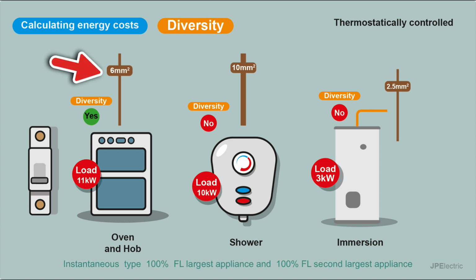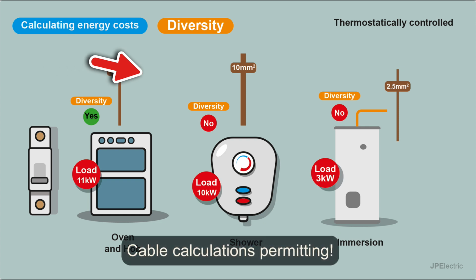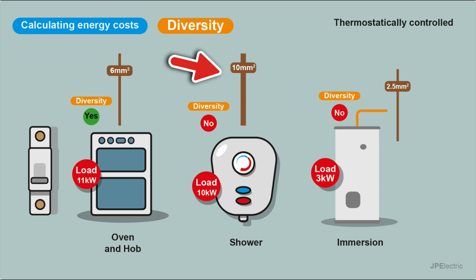You can see that an 11 kilowatt cooker could be on a 6mm cable, where a 10 kilowatt shower would have to be on a 10mm cable, and that's because of this diversity.